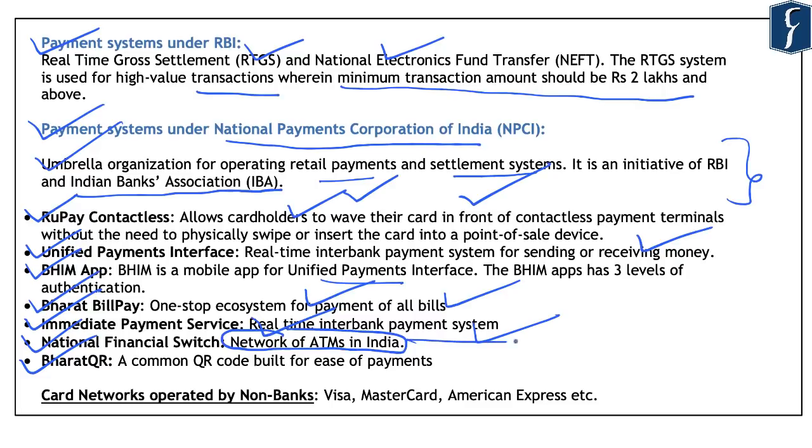And this question was asked in 2018 that the National Financial Switch is managed by. So the answer was NPCI. And then there is Bharat QR code, which is a common QR code which is built for easing the payments. Now, besides these, there are other card networks that are operated by the non-banks, and these include the Visa, MasterCard, American Express, etc. So this is all about the payments and the settlement system that exists in India and which is under the control of RBI or the NPCI and also the Visa, MasterCard and American Express.